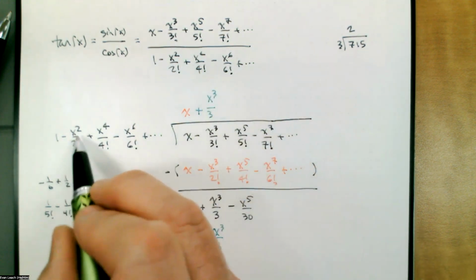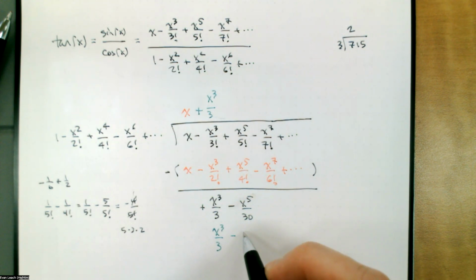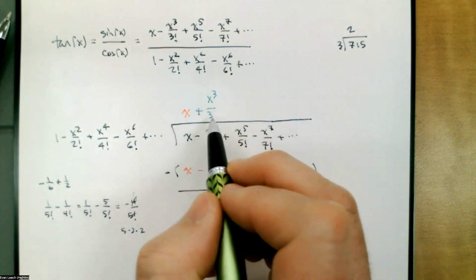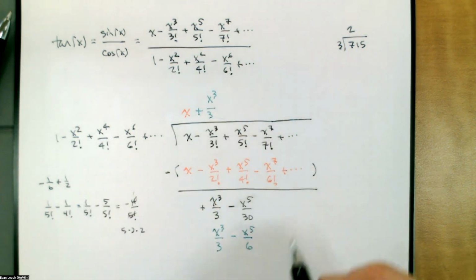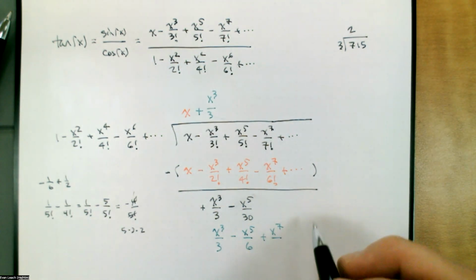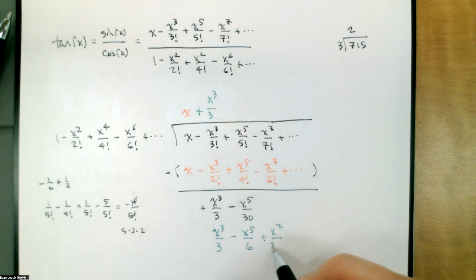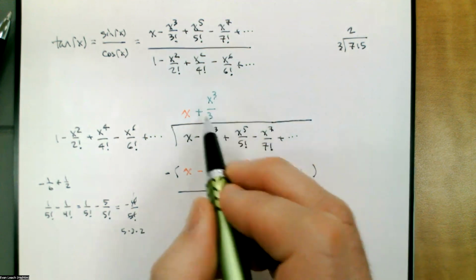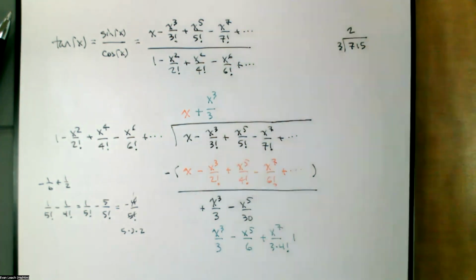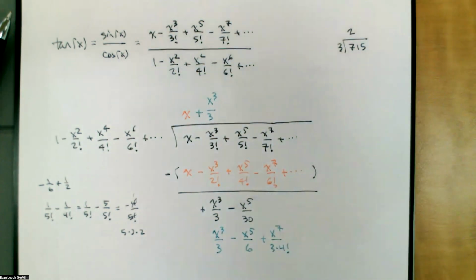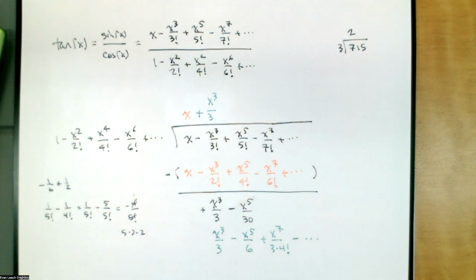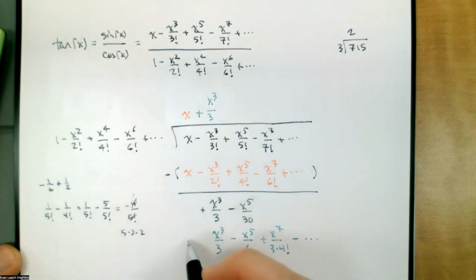x cubed over 3 times x squared over 2 factorial is going to be minus x to the fifth over 3 factorial. x cubed over 3 times x to the fourth over 4 factorial will be plus x to the seventh over 3 times 4 factorial. x cubed over 3, and then we're off the map at this point. So here there be monsters. And then we would just subtract.